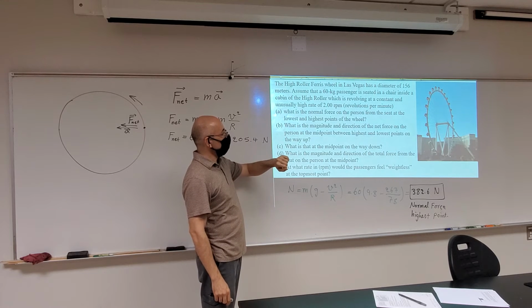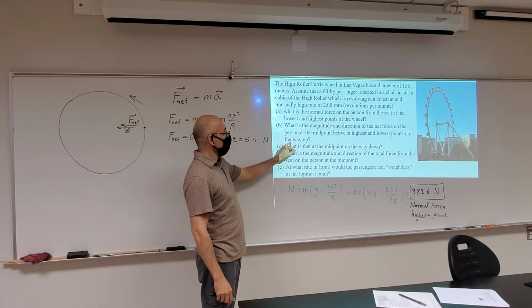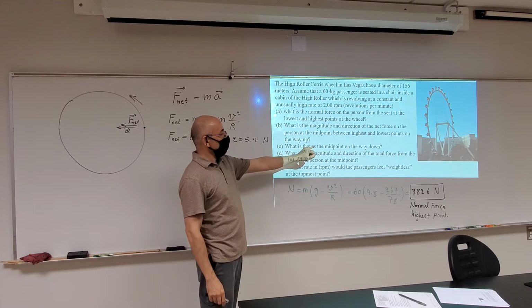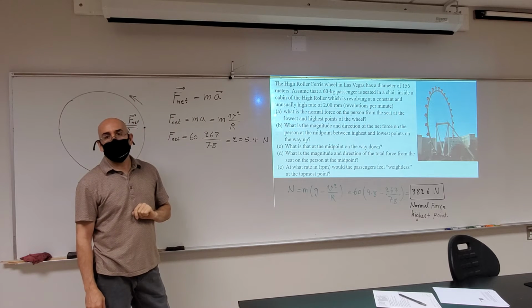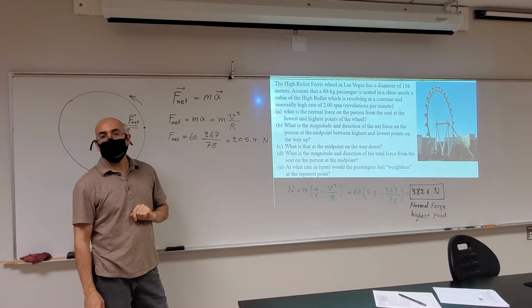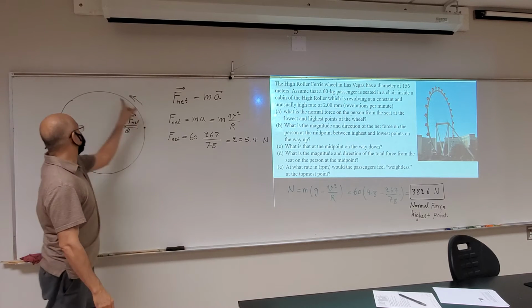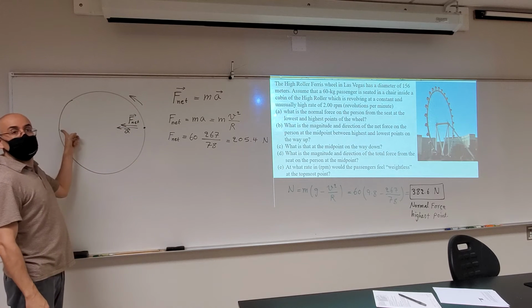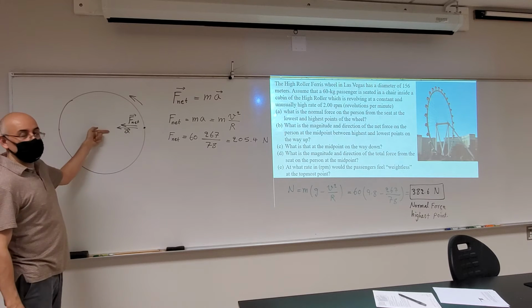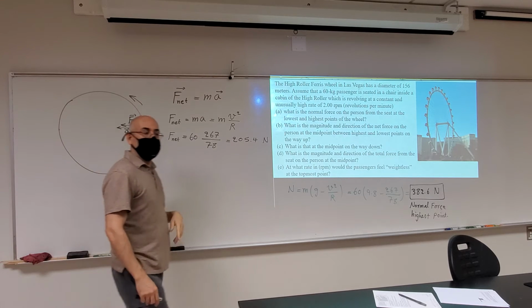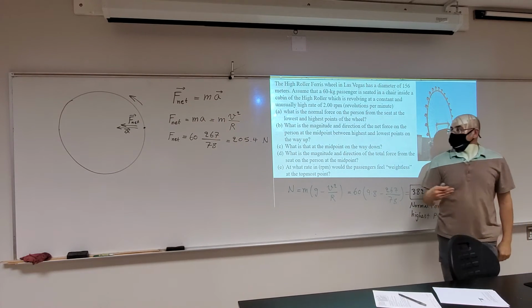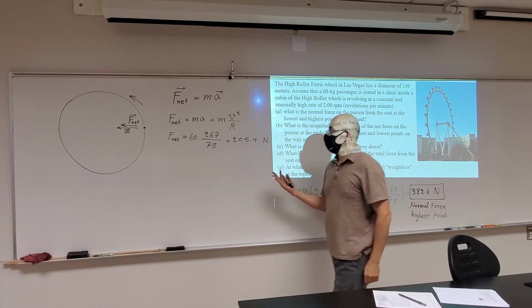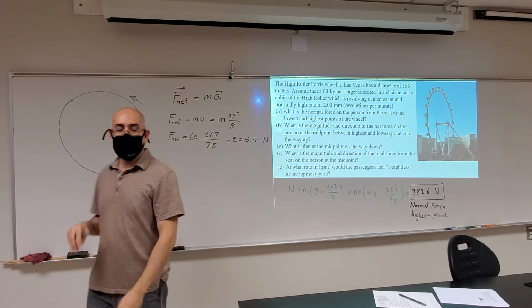What is the magnitude and direction of the net force on the person at the midpoint between the highest and lowest points on the way up? What is that at the midpoint on the way down? Yes, when you go this way, just the opposite. What is the magnitude? Again, toward the center, and that force is the same magnitude, right? So it's the same, basically.